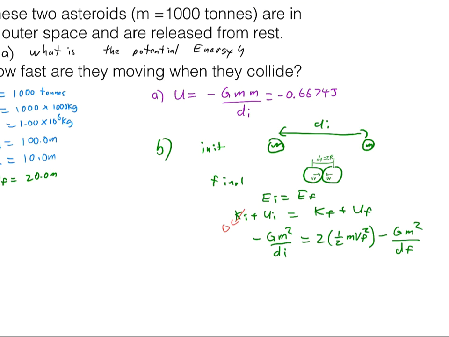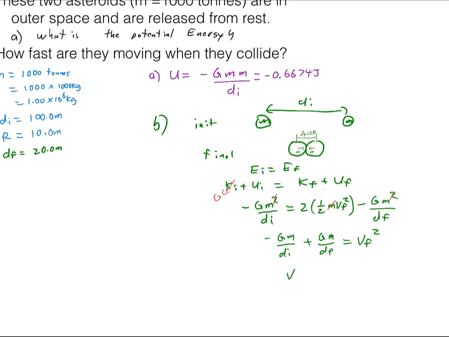Now we want to solve this equation real quick. You'll notice that one of the M's cancels out with this one. And so we end up with minus G M over D initial, plus G M over D final, moved over here, is equal to V final squared. So I'm isolating for V final. If I move things around and solve for V final, I end up with V final equals the square root of GM times 1 over D final minus 1 over D initial.